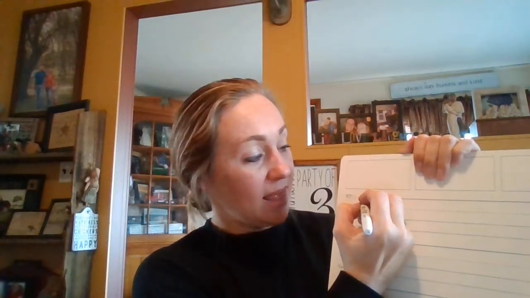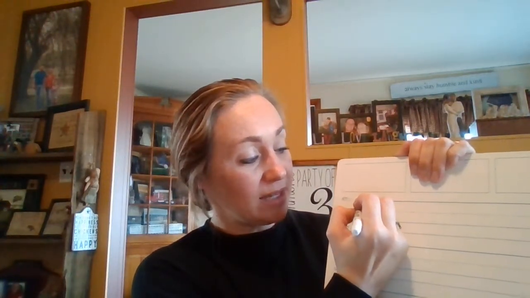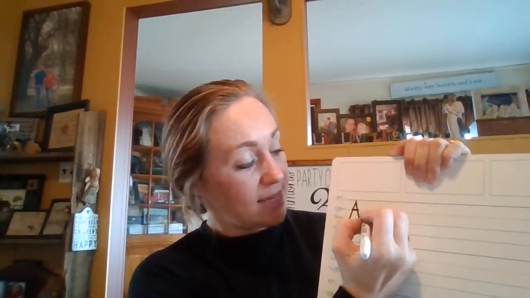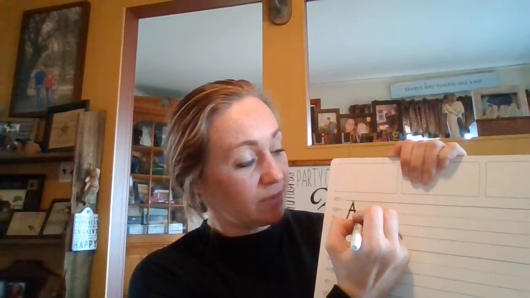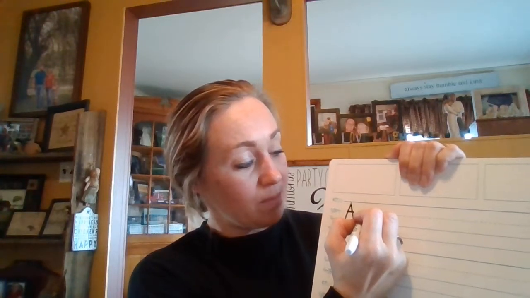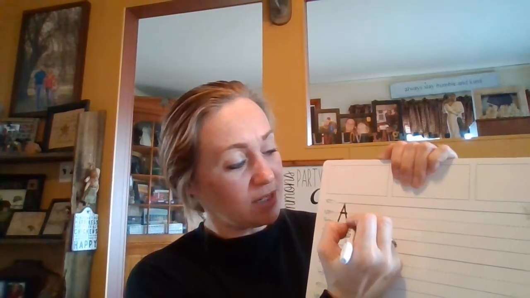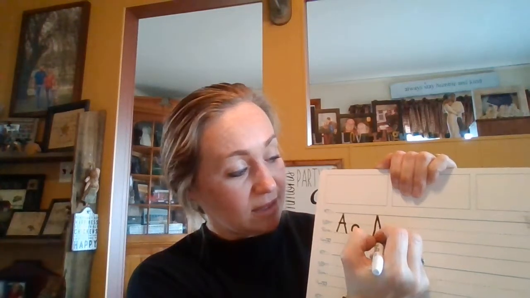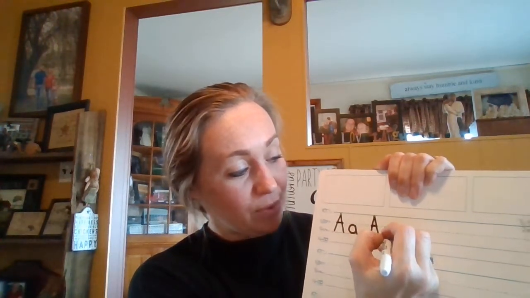Let's start with letter A. Skyline to the grass, skyline to the grass, cross at the plane. Lowercase a, plane line curves around to the grass and then back down to the grass. A, apple, a. I'm going to do that one more time. A, apple, a.